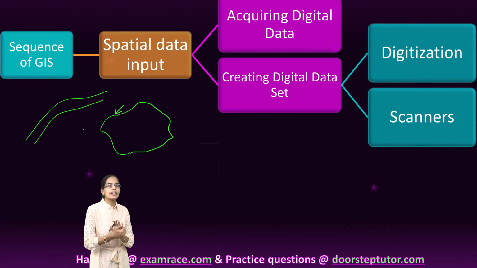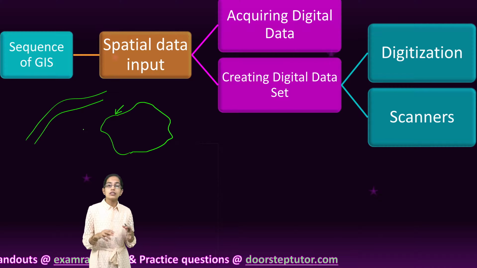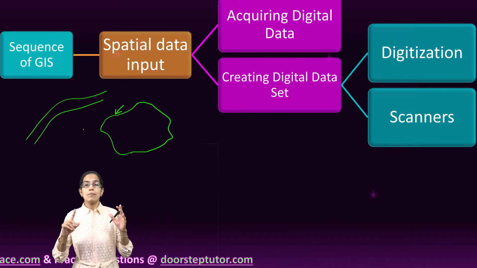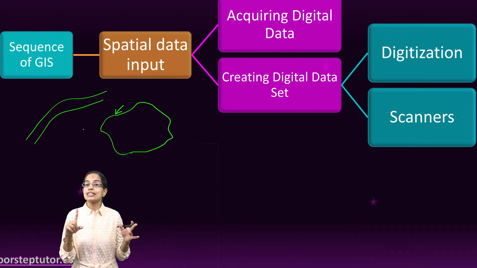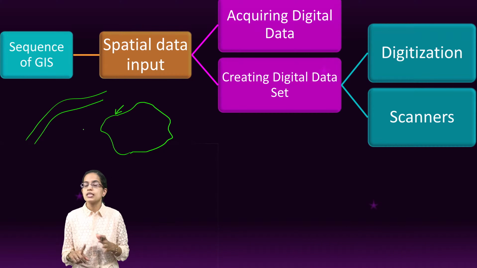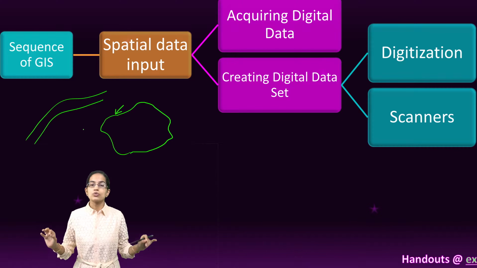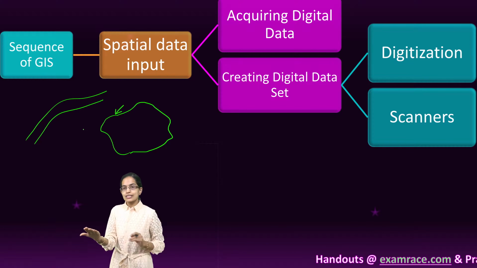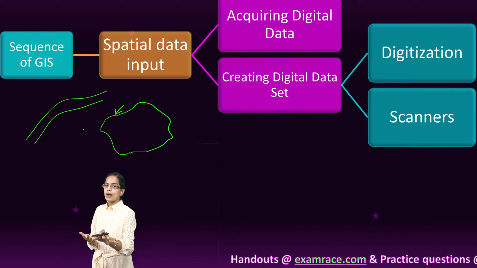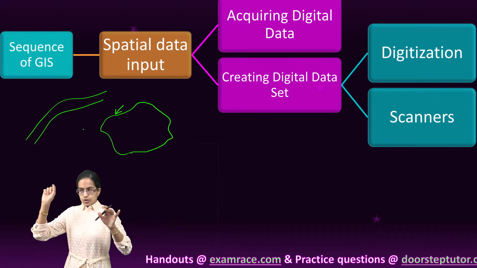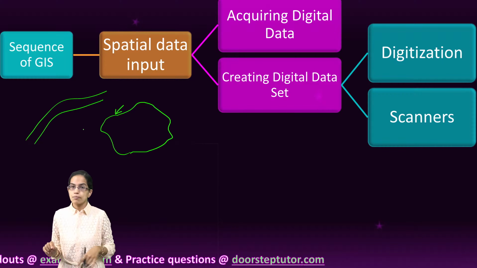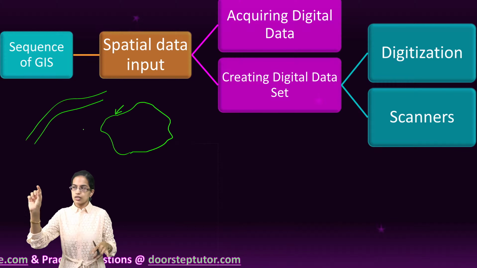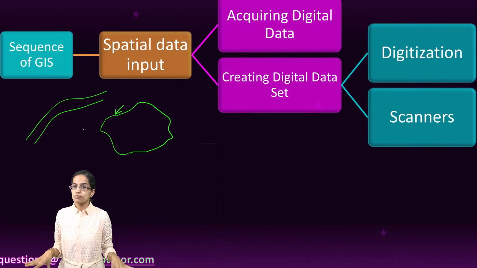So acquiring data, what is important? First of all, the data, how big it is, how vast it is, the scale of the data, whether the data is georeferenced. Georeferenced means the latitudes and the longitudes are matched. So whatever scanning I am doing for a map, I need to georeference that map with the original map that is there. So the latitudes and the longitudes must match.